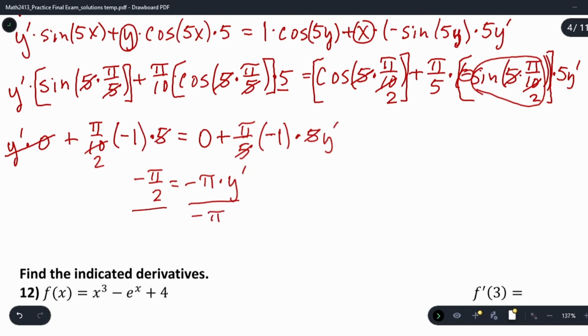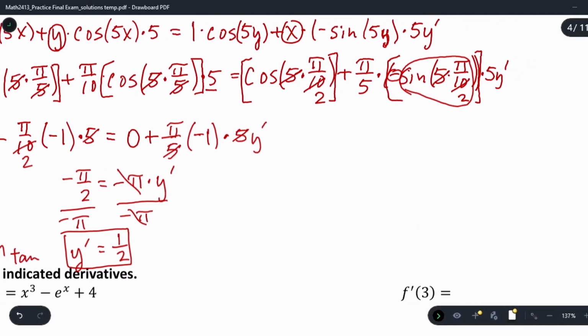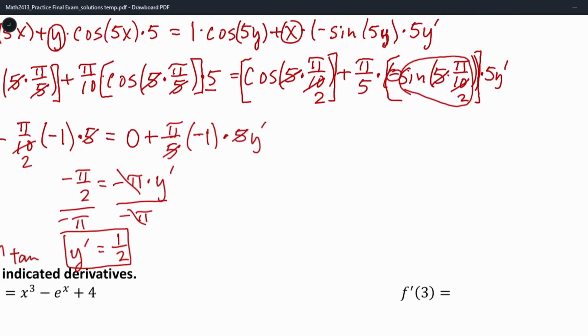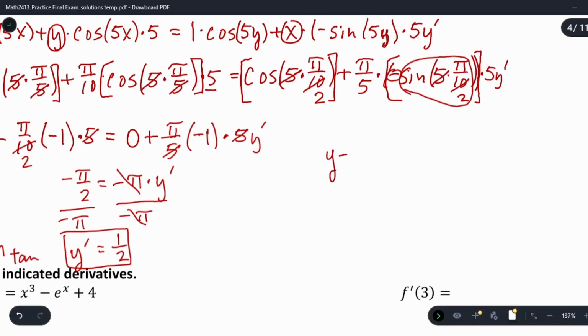If we divide both sides by negative pi, to isolate the y prime, we're going to get that that is positive half. Now that is also the slope of our tangent. And now we can use the point slope form to get the equation of the tangent line. Here we go. y minus y1. Remember the y was pi over 10 equals m, which is a half, times x minus pi over 5.